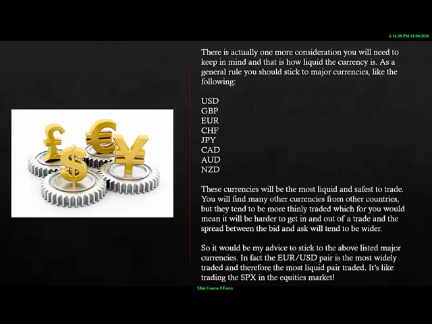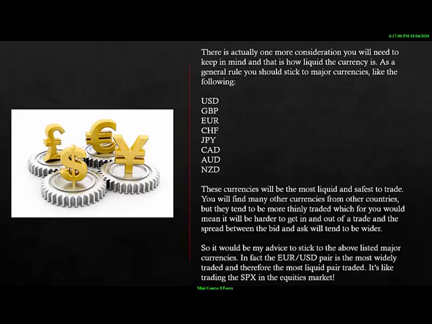And there is actually one more consideration you will need to keep in mind, that is how liquid the currency pair is. As a general rule, you should stick with major currencies like the following: US dollar, Great British pound, the euro, Swiss franc, Japanese yen, Canadian dollar, Australian dollar, and New Zealand dollar. And these currencies will be the most liquid and the safest to trade.